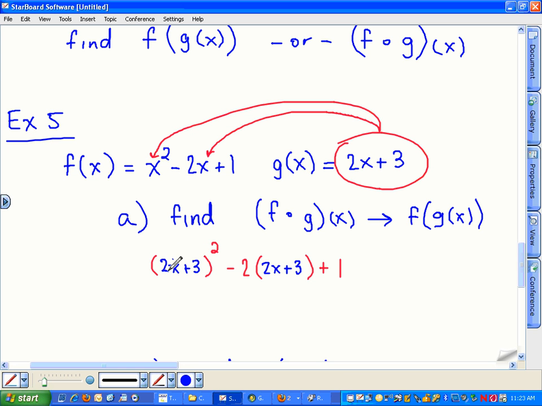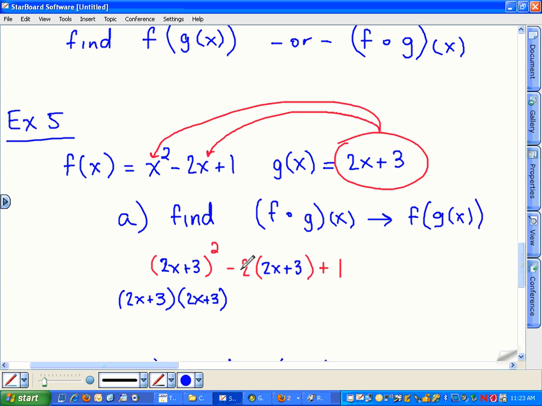How do you simplify 2x plus 3 to the second power? You can't take the exponent and just put it on both terms. You can't do that. What does it mean to square something? So 2x plus 3 has to multiply with itself. There you go. Remember we talked about this? You multiply with itself.